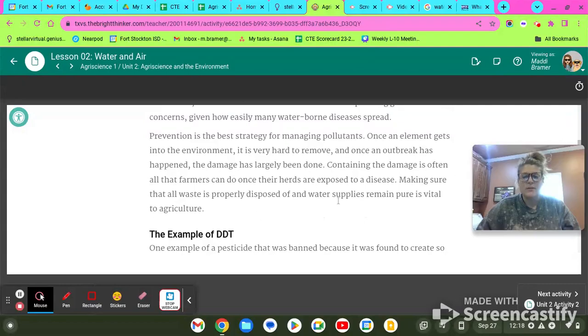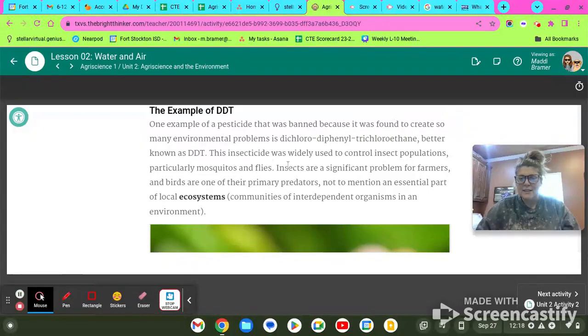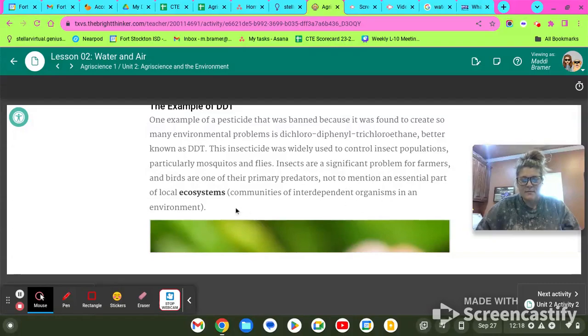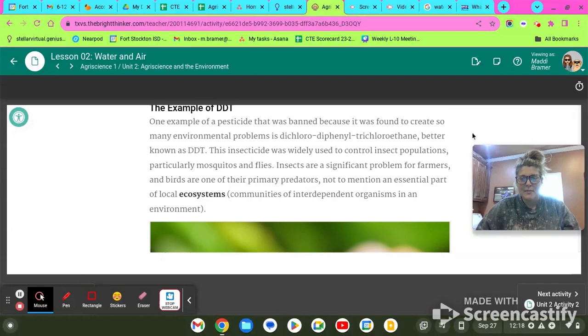So we need to dispose of our waste properly. And disposing of waste goes with pesticides too. They talk about an example of a pesticide that was really widely used for insect populations, but it ended up being banned because it caused so many environmental problems. That's why there are regulations on pesticides and insecticides.